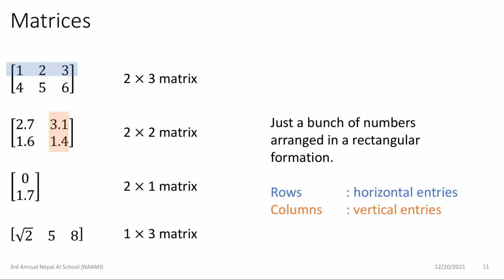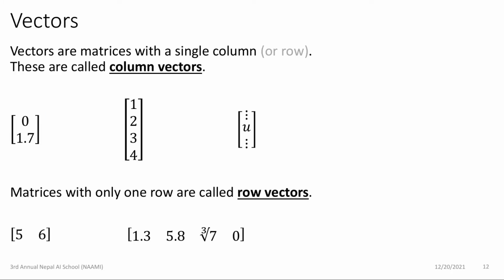This is very fundamental. We have a 2 by 1 matrix. This has a very special name. It's also called a vector. And this is a 1 by 3 matrix. This is also called a vector. This is called a column vector, whereas this is called a row vector, because this is only one column, and this is only one row. Very simple stuff.